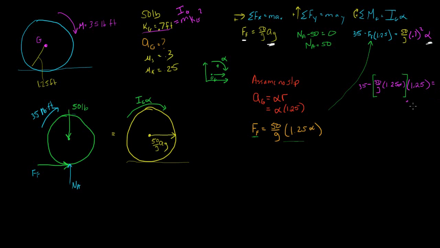So this is equal to 50 over g times 0.7 alpha. So what I did was just substitute this frictional force into this frictional force variable right here, and we have an entire equation in terms of alpha. And we can just solve for alpha, and we get alpha is equal to 11 radians per second squared.